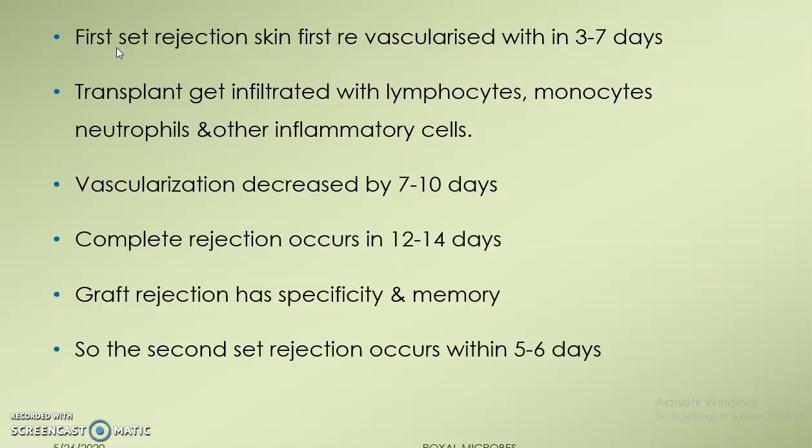Here we can see the points again. In first set rejection, the skin is revascularized within 3 to 7 days. Then the transplant gets infiltrated with lymphocytes, monocytes, neutrophils and other inflammatory cells. Vascularization decreases by 7 to 10 days. Complete rejection occurs within 12 to 14 days. Graft rejection has high specificity and immunological memory, so the second set rejection is much faster and occurs within 5 to 6 days.